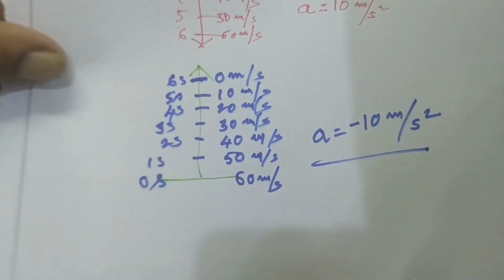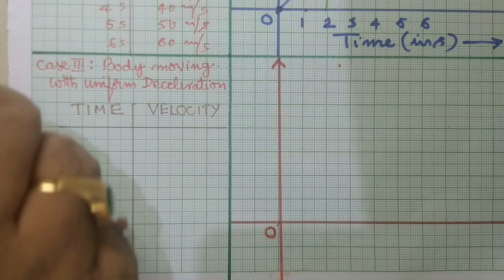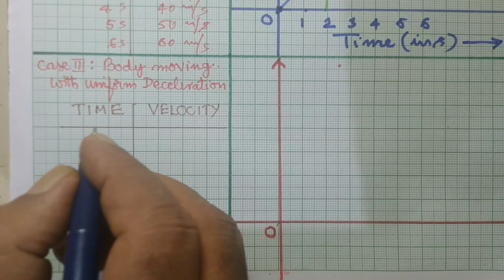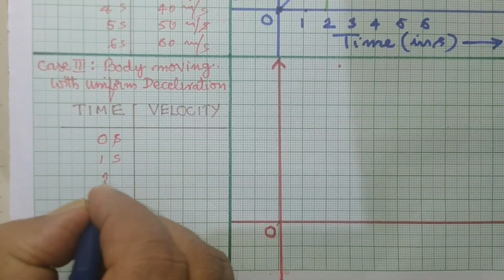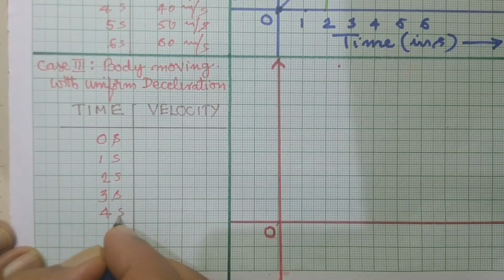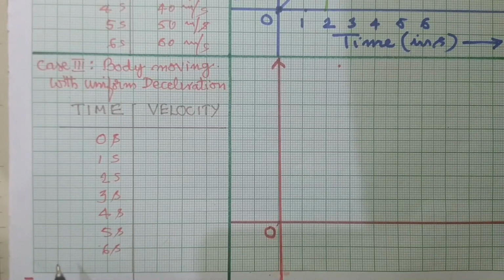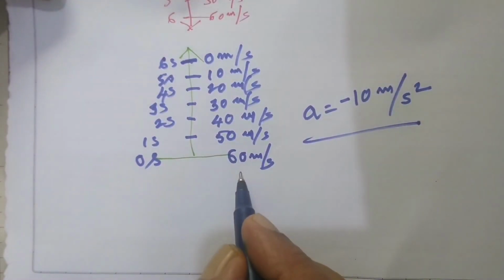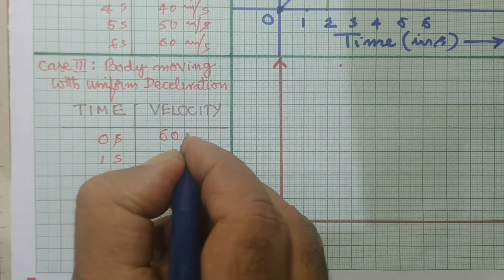Let us put these values in this graph paper. Okay, in this table first, then after the graph. Let us take up here first 0 second, 1 second, 2 second, 3 second, 4 second, 5 second, 6 second. First at 0 second we were having 60 meter per second. I think you remember what I explained. 60 meter per second was there. So we start with 60 meter per second.